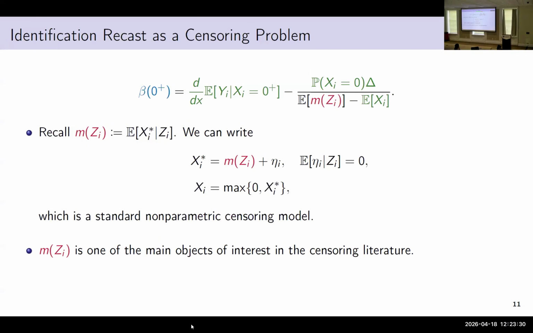And this is the first message here that I would like you to get. m of z is one of the main objects of interest in the censoring literature. So the idea is, choose whatever method you want from the censoring literature and plug it in this formula. And that's kind of it.